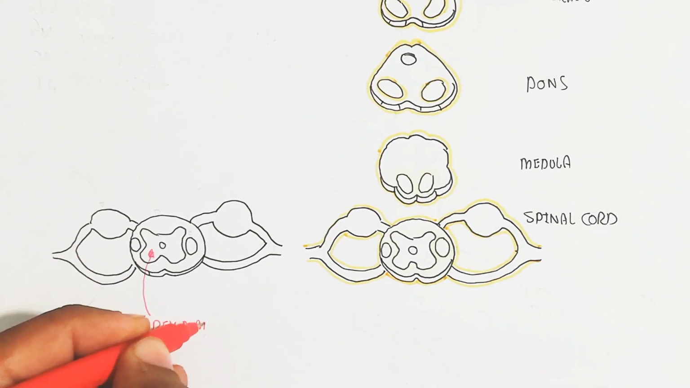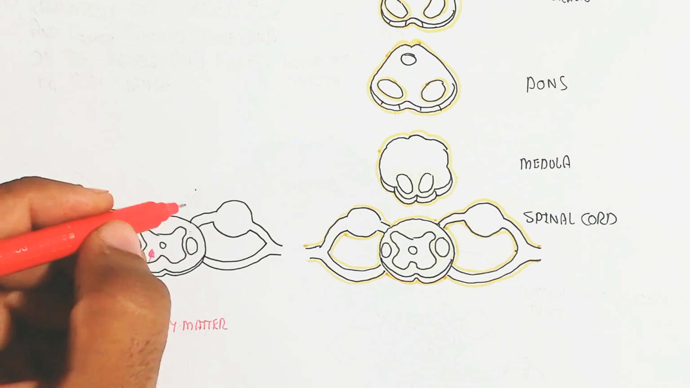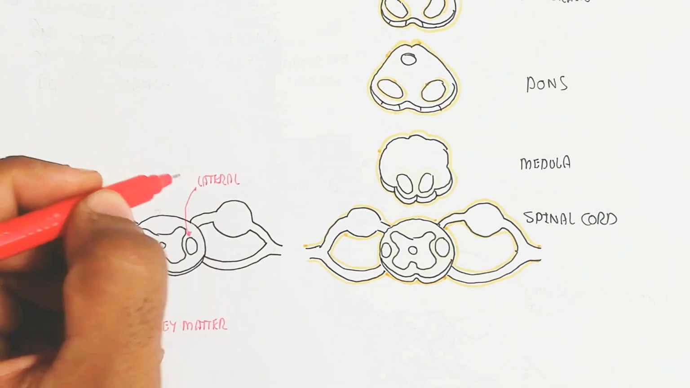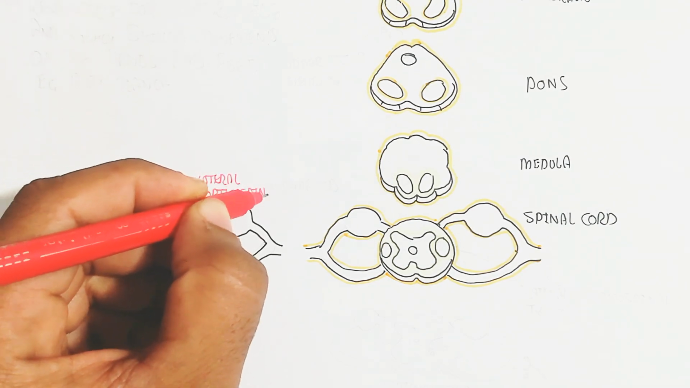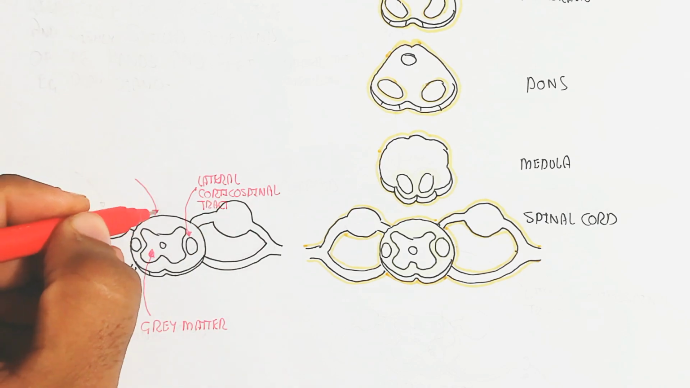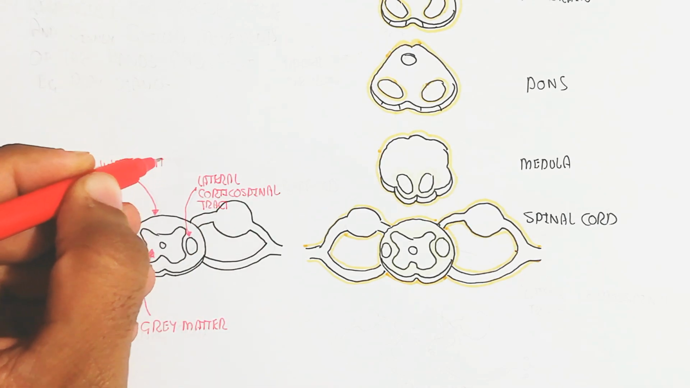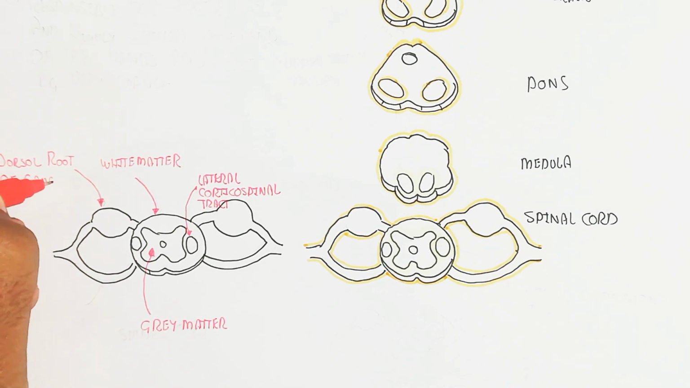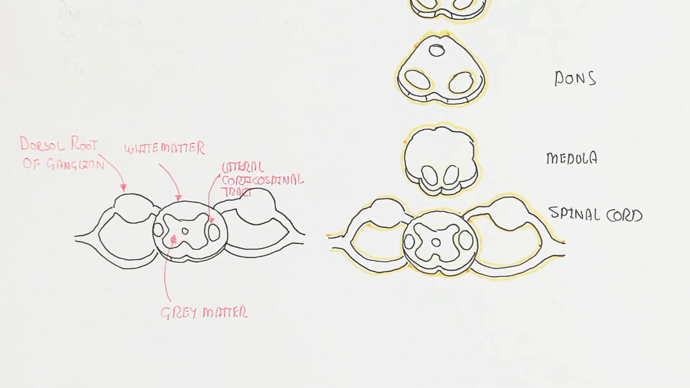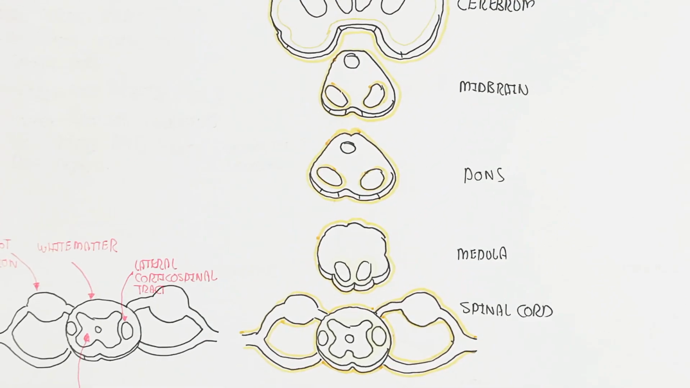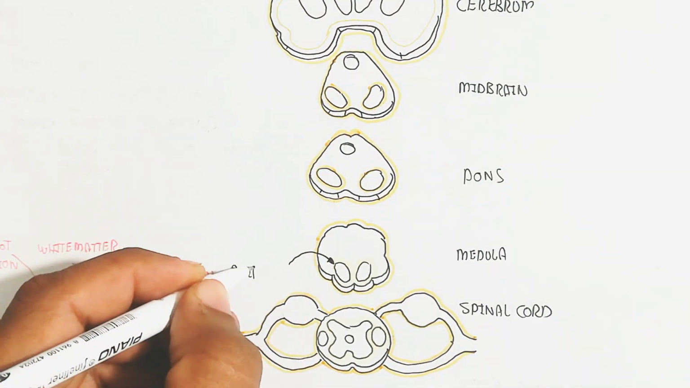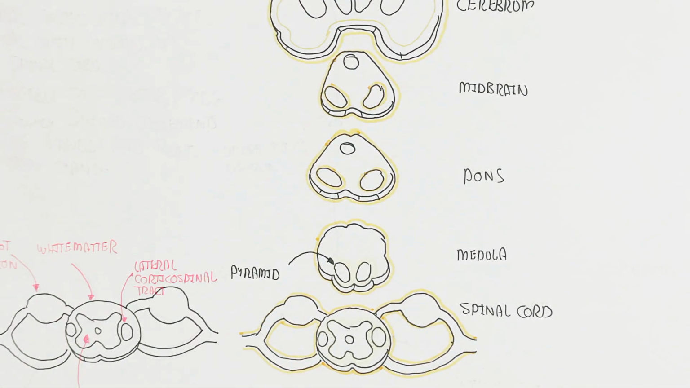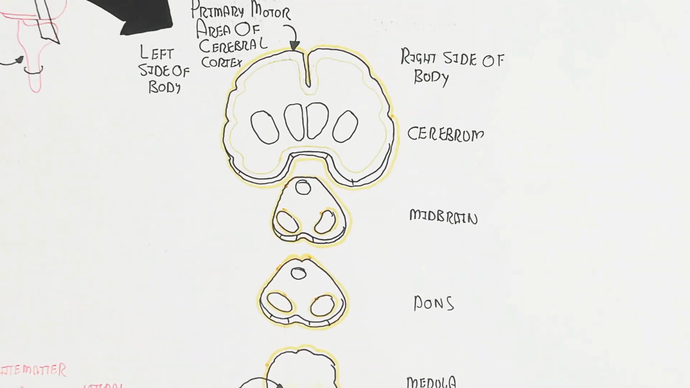This is the gray matter of the spinal cord inside, while outside is the white matter. This is the lateral corticospinal tract, with the dorsal root ganglion and the ventral root. Whenever there is a sensation, the sensory ascending neuron moves via the dorsal root ganglion, and the response is given through the ventral root.